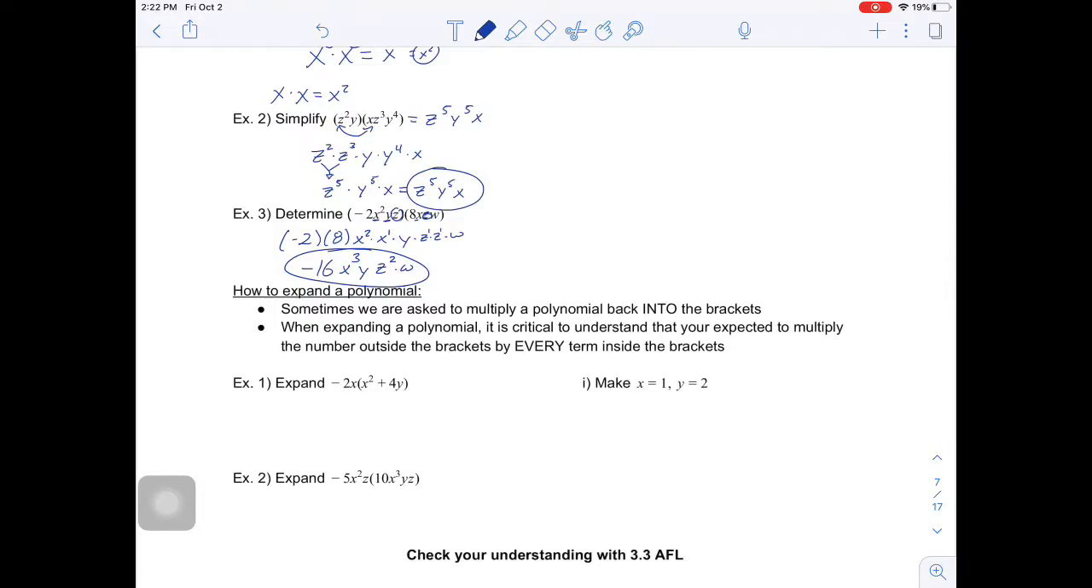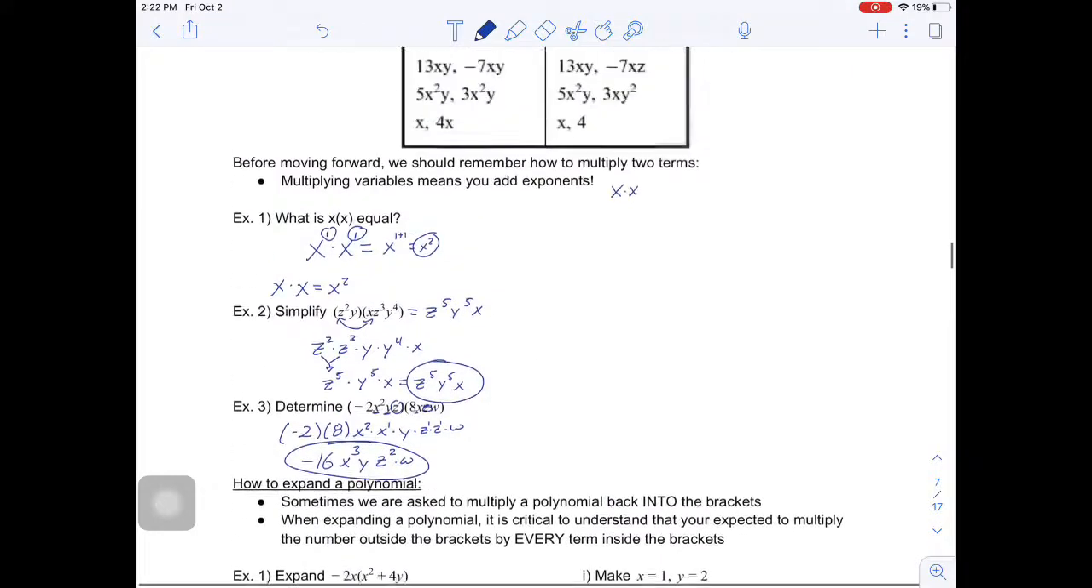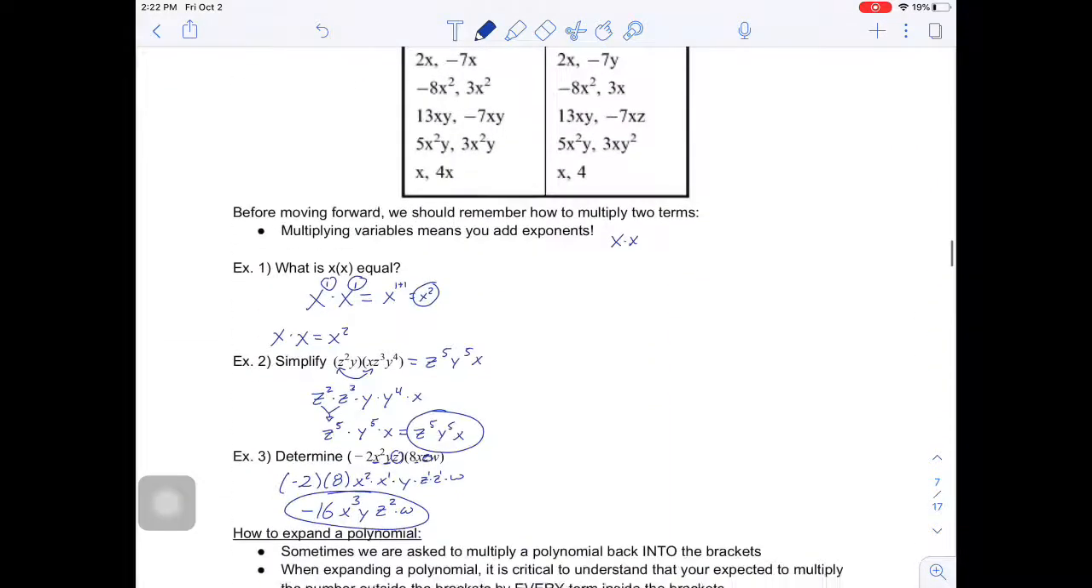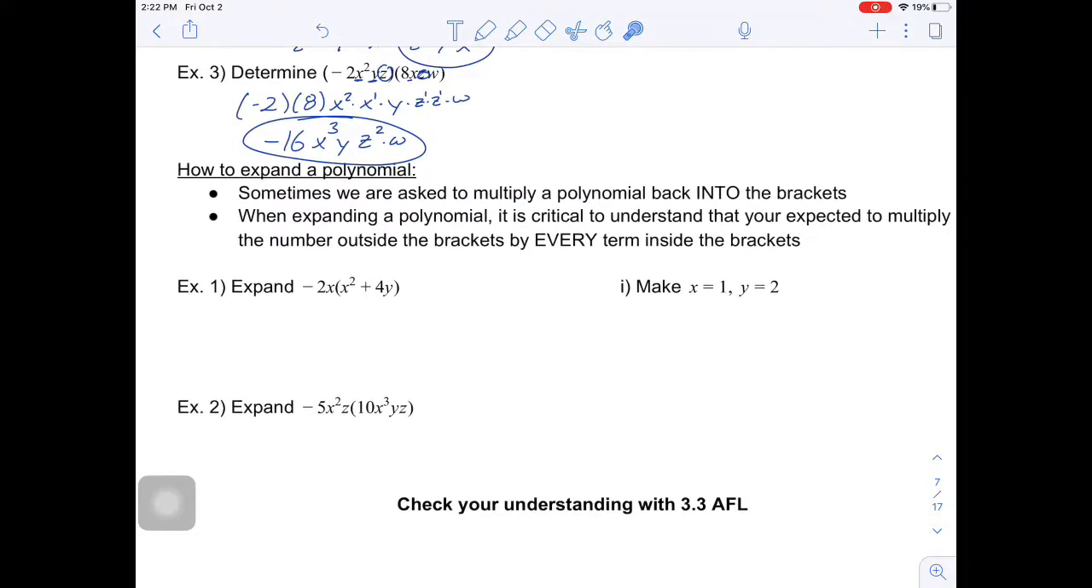Okay. So this is useful because we need to know how to expand things. Remember how we factored stuff out in our part 1 video? Well, we have to know how to go from this to this. It's not overly difficult. Sometimes we're going to be asked to multiply a polynomial back into the brackets. When expanding a polynomial, it is critical to understand that you're expected to multiply the number outside the brackets by every term inside your brackets.